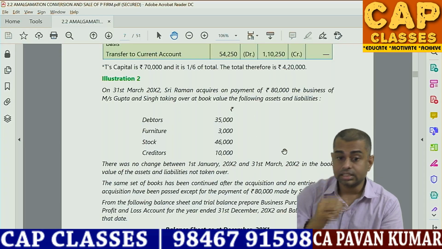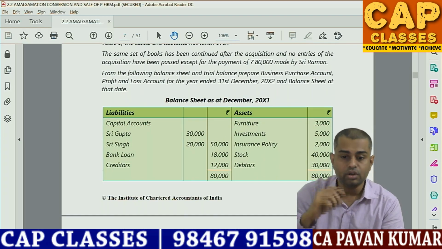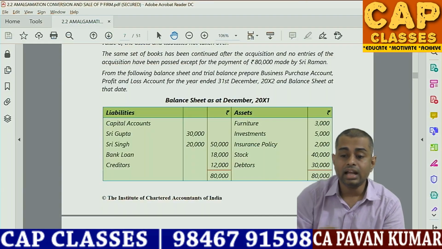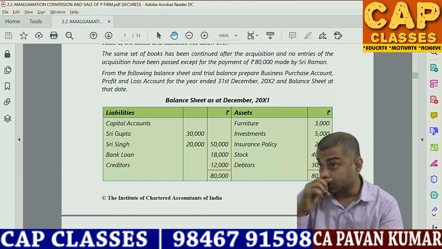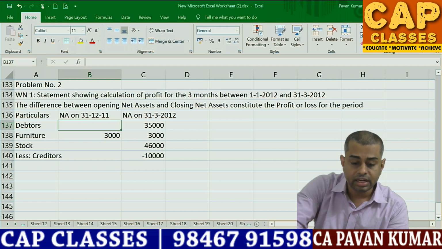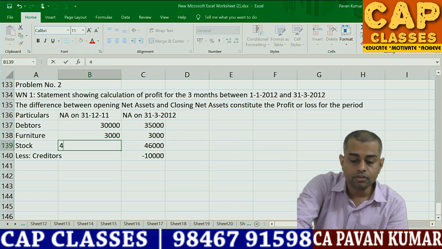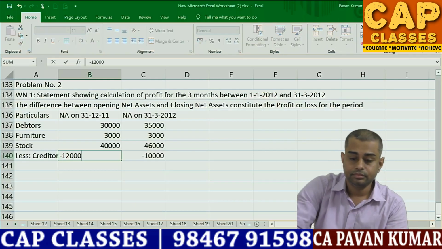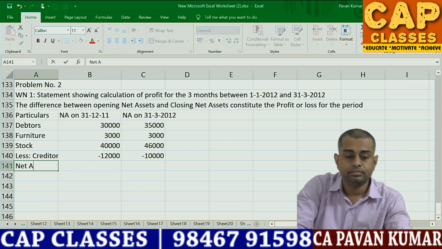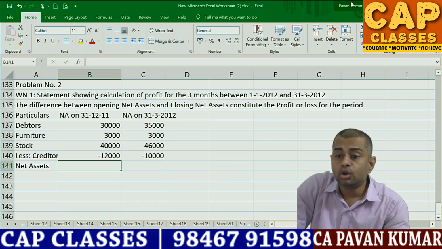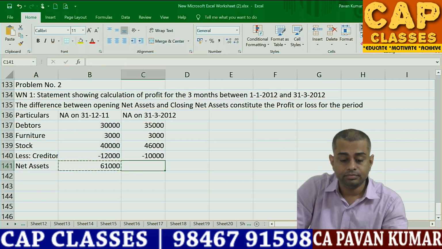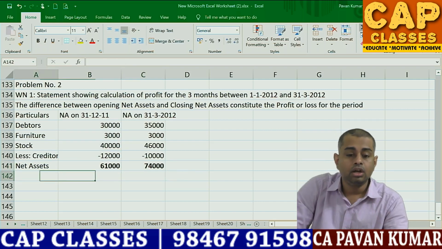And what are the openings? Openings are given in the balance sheet. Furniture same 3,000. Then debtors in the balance sheet 30,000, stock 40,000. Less creditors, opening creditors 12,000. So net assets is nothing but total assets minus outside liabilities. So it is 61. It is 74. So opening net assets 61,000, closing net assets 74,000.